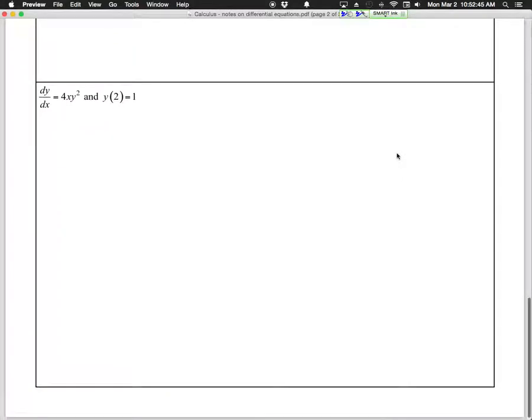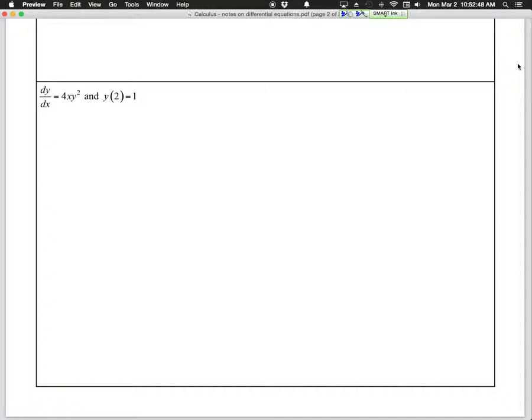All right, one more. I have dy over dx equals 4x y squared, and my initial condition is y of 2 equals 1. So Alex, get me going on this one. Separate. What do you want to do to separate? You divide by y squared. So I would have 1 over y squared dy equals 4x dx.